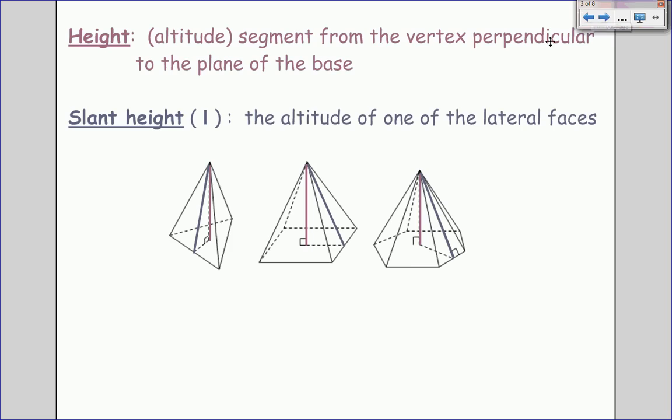So to review, the slant height goes down the side of the pyramid, and the height goes straight up and down in the pyramid. There is actually one more component. This piece from the vertex down to a vertex of the base is called the lateral edge. So if I highlight it in green, that would be called the lateral edge.